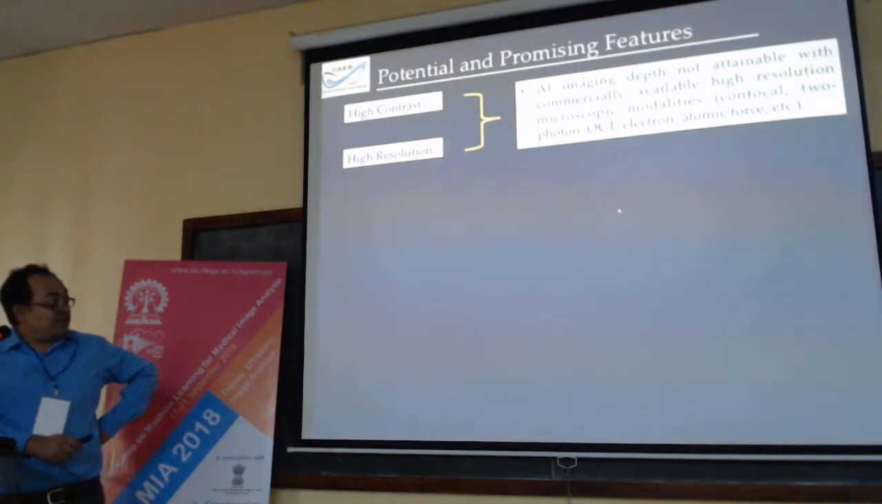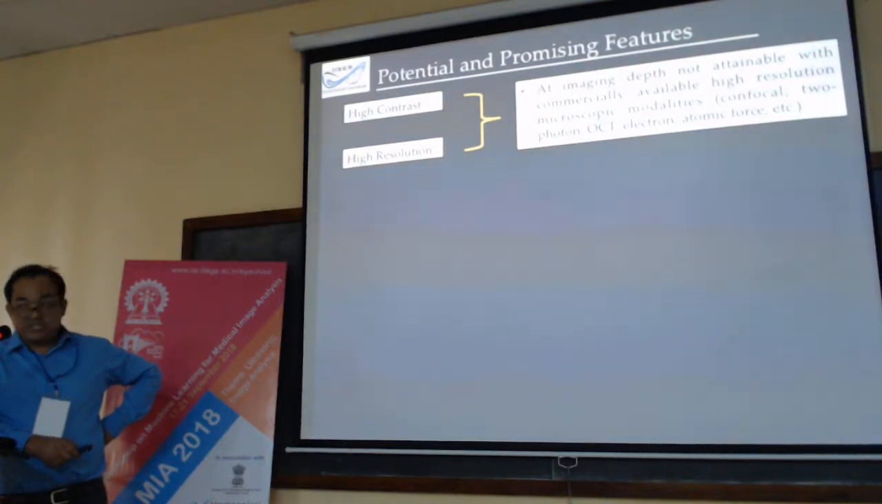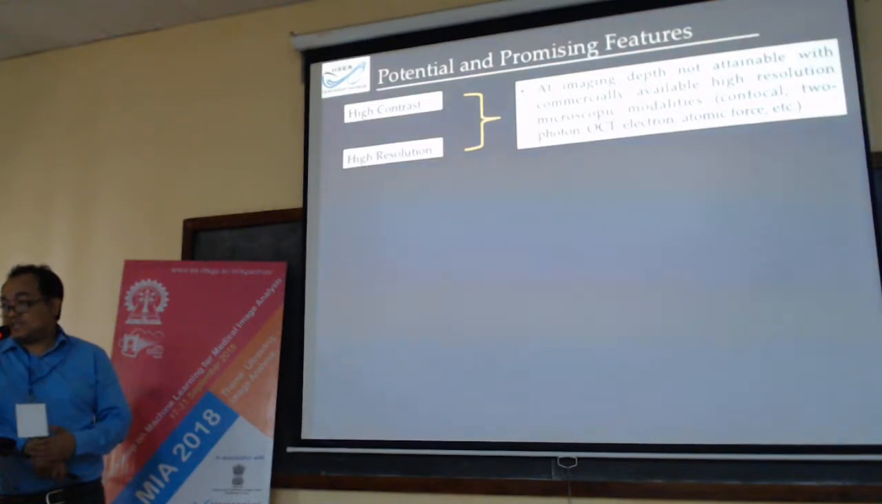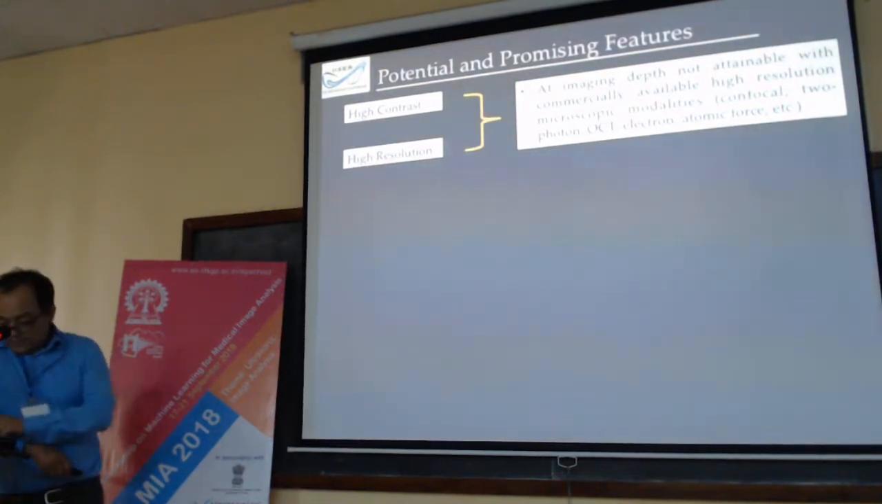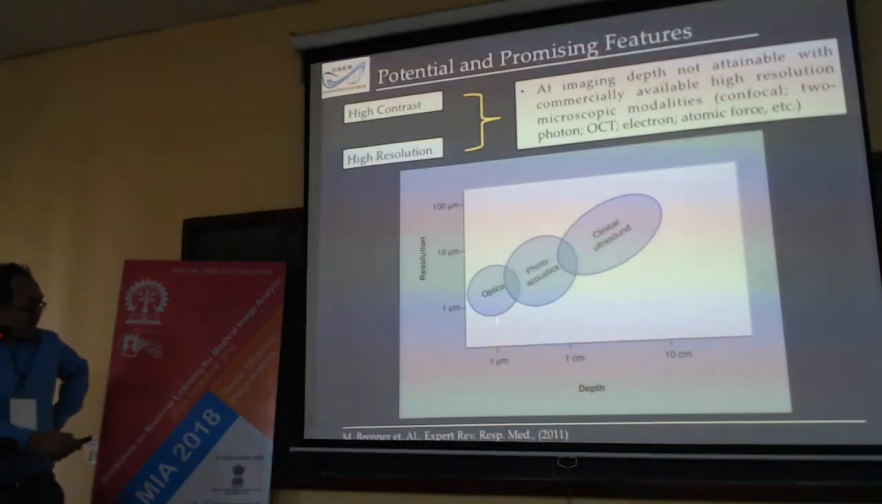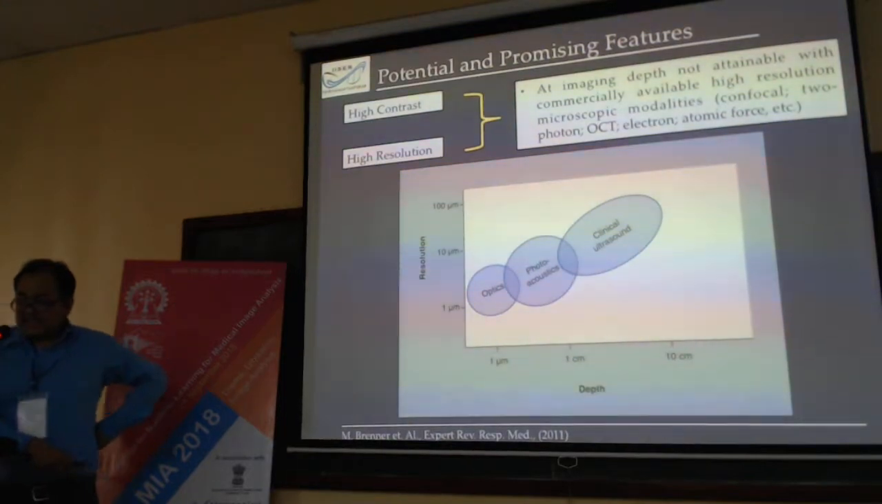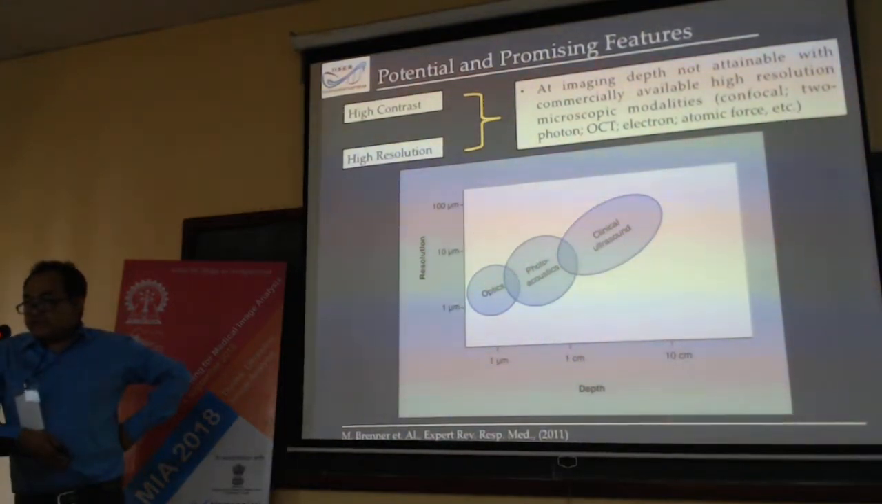It cannot be done for thick samples. One more serious limitation, which makes it not feasible for clinical application, is that the sample has to be cut into slices and then introduced into the system. Because of this, it is completely destructive, and clinical application doesn't like it. In this way, I am just giving you the blocks. Every imaging modality has an inherent trade-off between achievable imaging depth and resolution.